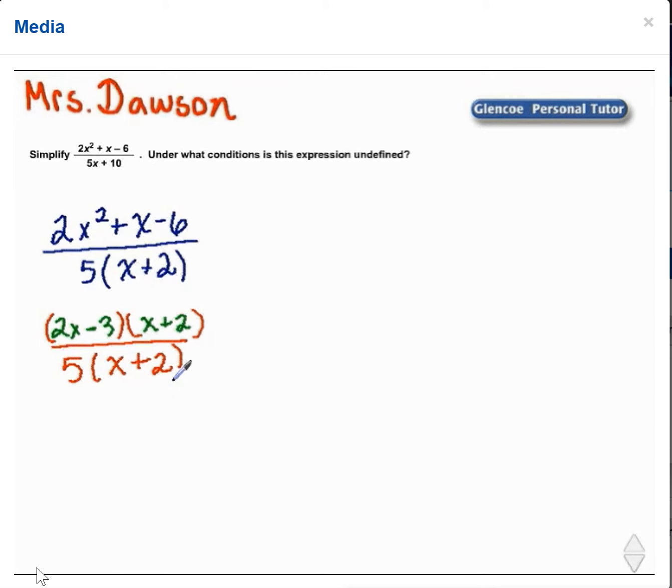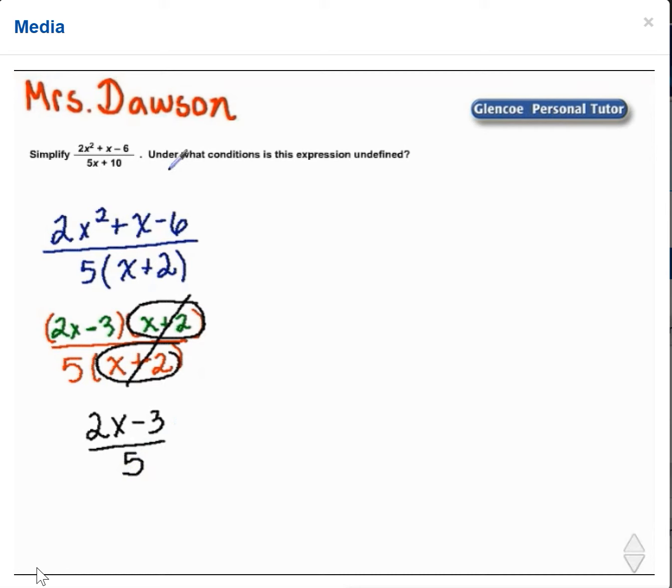The next thing we want to do is look for common binomial factors. x plus 2 divided by x plus 2 is 1, and we're left with the expression (2x minus 3) divided by 5.